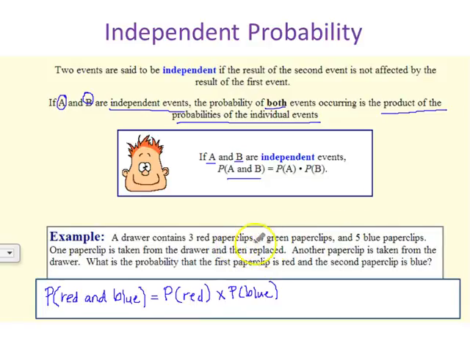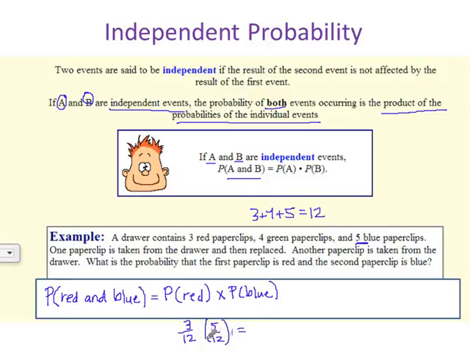How many total paper clips are there? 3 plus 4 plus 5. 3 plus 4 is 7, and 7 plus 5 is 12. So we've got a total of 12 paper clips. How many red ones are there? There are 3, so we've got 3 out of 12. And then we're going to multiply that by blue. How many blue? There are 5, so 5 out of 12.